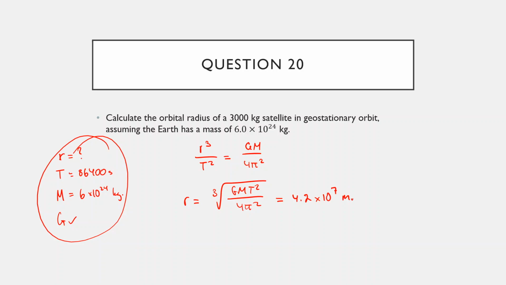Plug your numbers in, and you end up getting something around 4.2 times 10 to the 7 meters. Now, just so you are aware, every satellite in geostationary orbit is at that radius. They're just at different points on the circle. You can go on Google and ask, what is the orbital radius of a geostationary satellite? It might give it as an altitude, so you can just add the radius of the Earth to get this number. But every geostationary satellite currently in orbit is at that distance from the center of mass of the Earth.